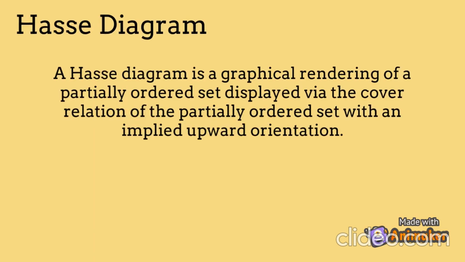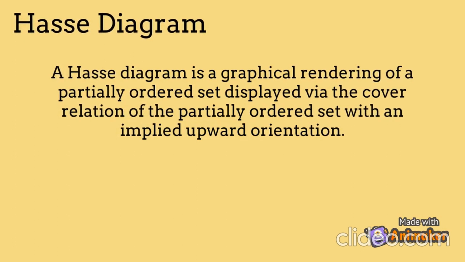A Hasse diagram is a graphical rendering of a partially ordered set, displayed via the cover relation of the partially ordered set with an implied upward orientation. We will look deeper into this in the next slide.